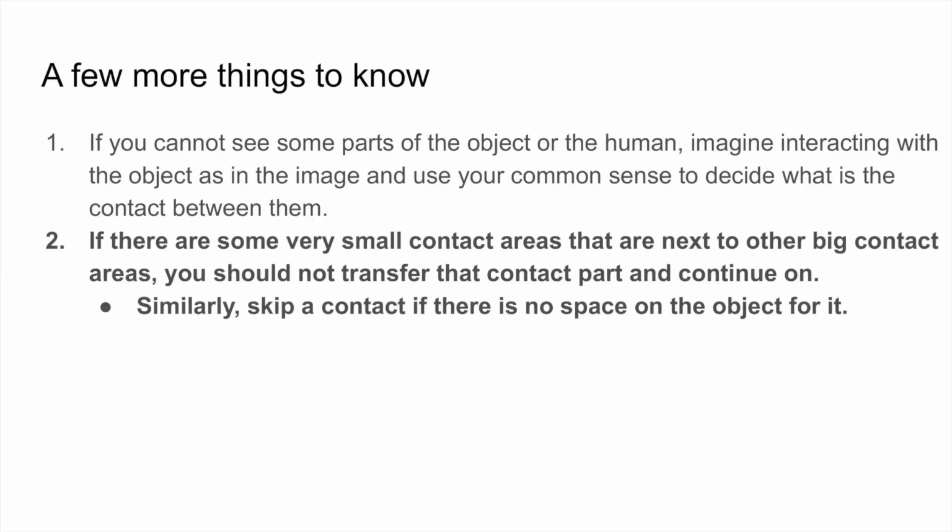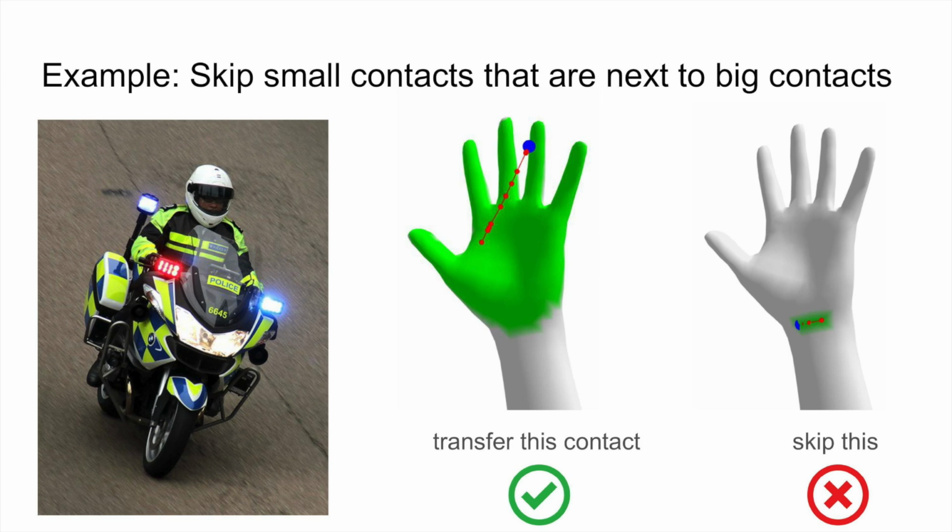Second tip, if there are some very small contact areas that are next to other body parts that have big contact areas, you should not transfer these small contact areas and continue on with the next body part. Similarly, skip a body part contact if there is no space on the object where to transfer it to. For example, when transferring the contact of a hand gripping the motorbike's handle, the hand itself is very important to annotate, but the very small part on the wrist should be skipped.